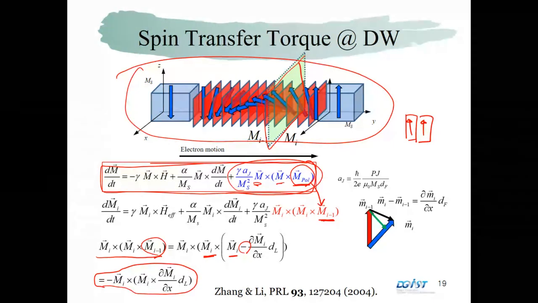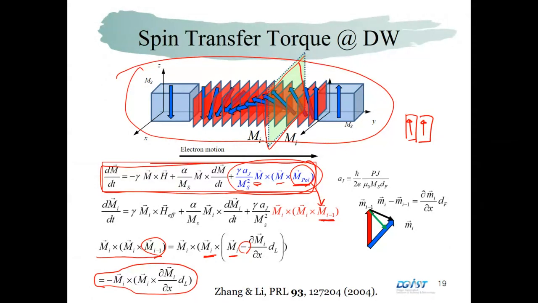So this torque acting on the domain wall is given by the derivative of the magnetization. That means if the magnetization is continuous in a domain, inside of the domain, this torque is 0. But if we have a spatial variation of the magnetization, meaning it's non-collinear and there is some domain structure, then it's non-zero.